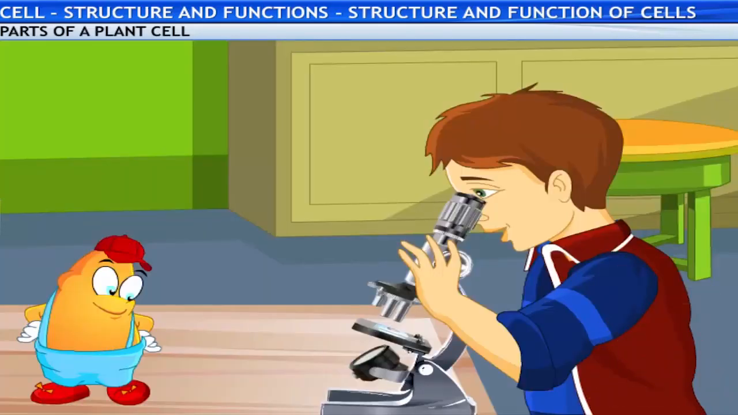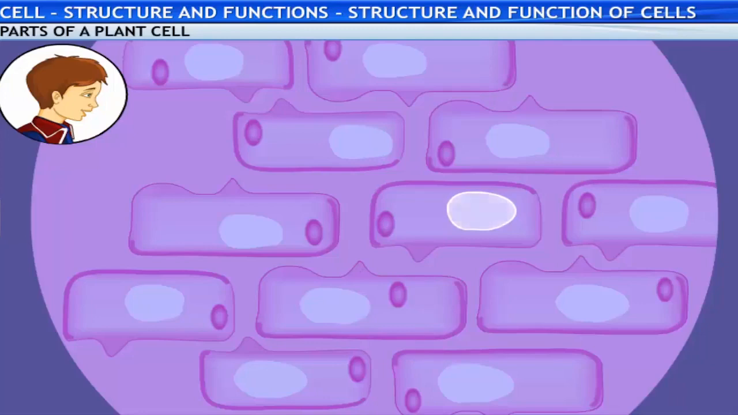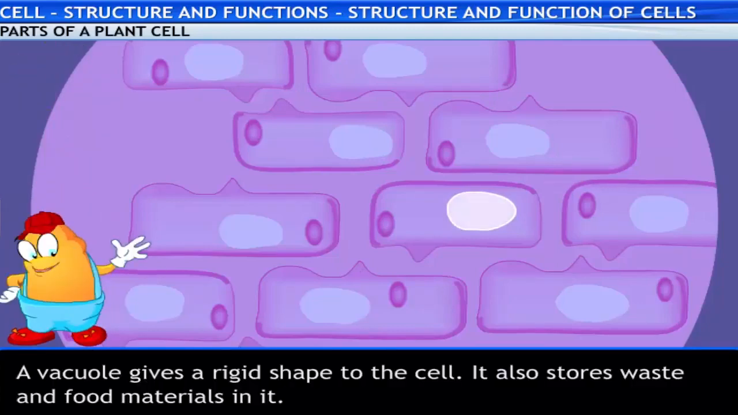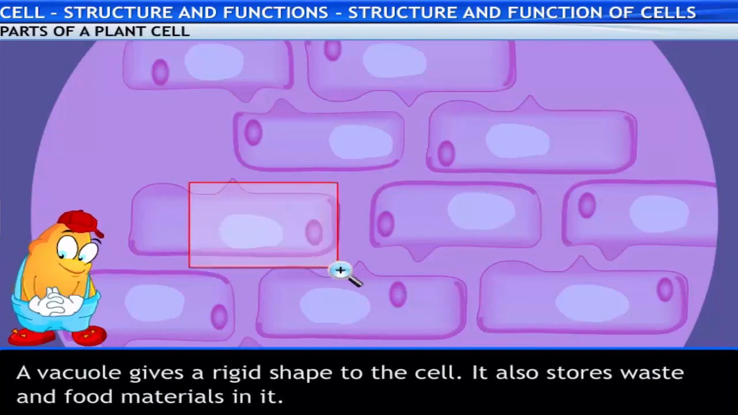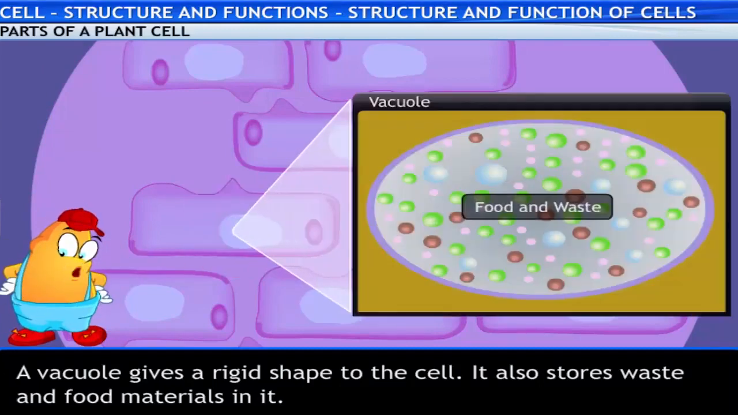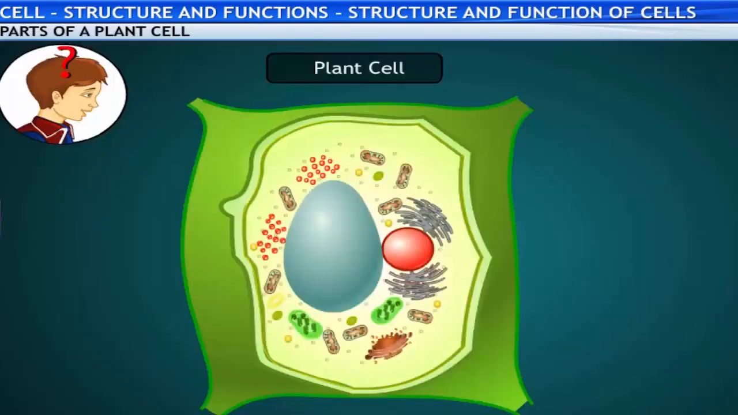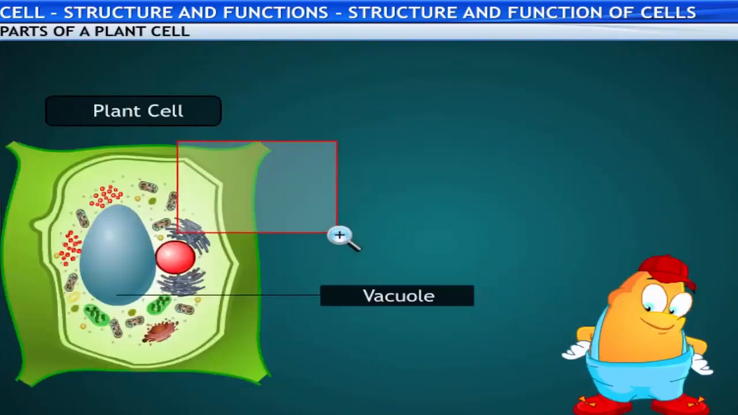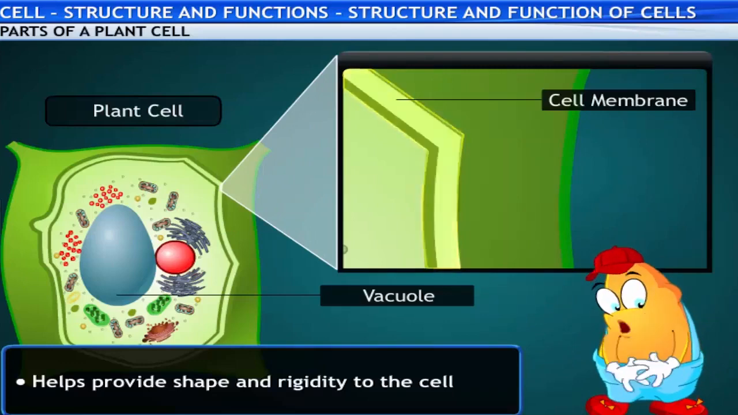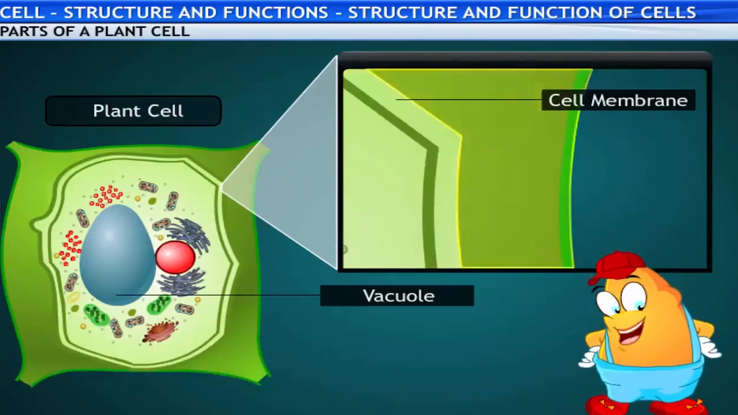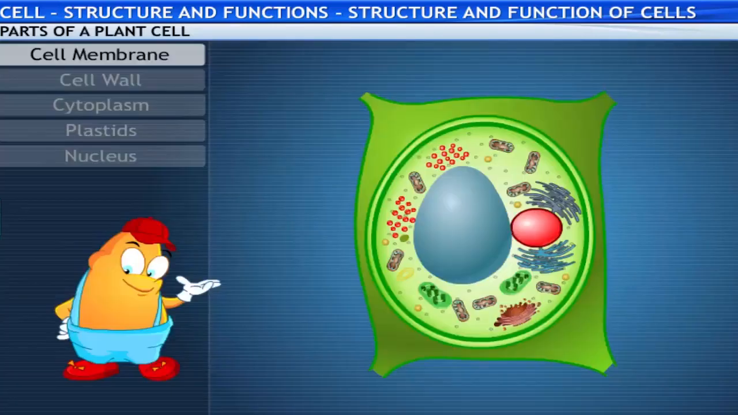I see a big empty space in the center of the cell. That's the vacuole. A vacuole gives a rigid shape to the cell. It also stores waste and food materials in it. So, is the shape of the cell rigid due to the vacuole? Not entirely. The cell membrane also helps provide shape to the cell. The shape of a cell is rigid due to the presence of the cell wall.